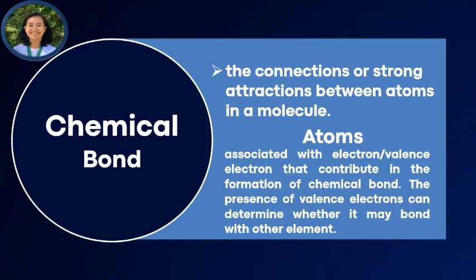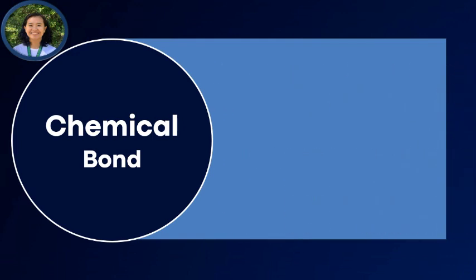As mentioned, in the atom there are electrons, or valence electrons, that contribute to the formation of a chemical bond. The presence of these valence electrons can determine whether an element may be bound with another element. So, do not forget that, class, okay?